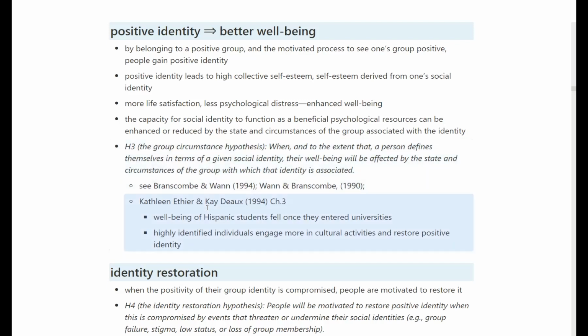So in the study done by Ethier and Deaux, they found that well-being of Hispanic students fell once they entered universities. However, highly identified individuals engage more in cultural activities and restore positive identity. So this study shows that depending on how strongly people identify with their Hispanic culture, their well-being after entering universities would be different. So let's look in detail at how that would be different.